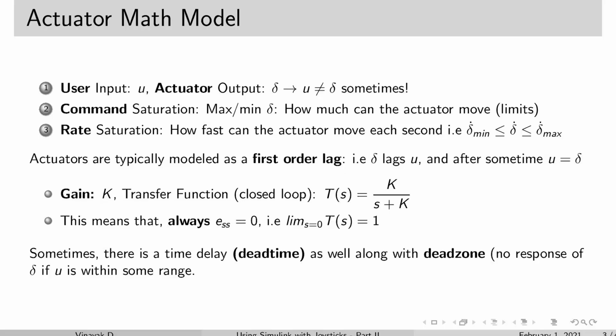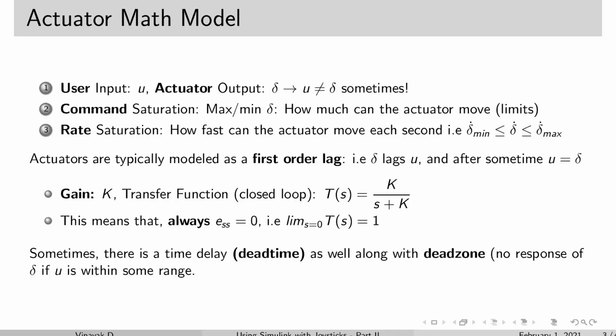One thing you should know about a first order lag is that you will always have zero steady-state error. If we take the transfer function, with the actuator gain of some value k, a variable, it is k over s plus k. As per the final value theorem, with s equal to zero, you have k over k, which is equal to one. That means the ratio between the input and the output is one when time goes to infinity.